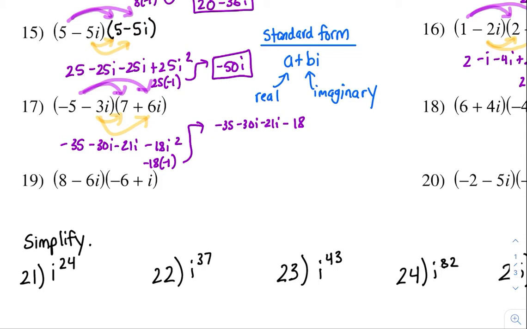So real numbers first, right? So we have negative 35, oh, this should be a plus. Yeah, so negative 35 plus 18, that's negative 17. And negative 30i minus 21i is negative 51i. Let me just make sure my math is correct on that. Okay.